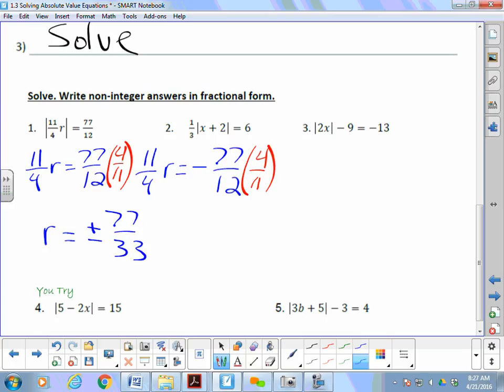All right? And if they're both the same number, you can just do plus or minus. How often is that going to happen? Not often. Okay? Only when it's just one variable here and there's nothing else inside the absolute value. Okay. All right. So we're going to kind of condense this a little bit today.